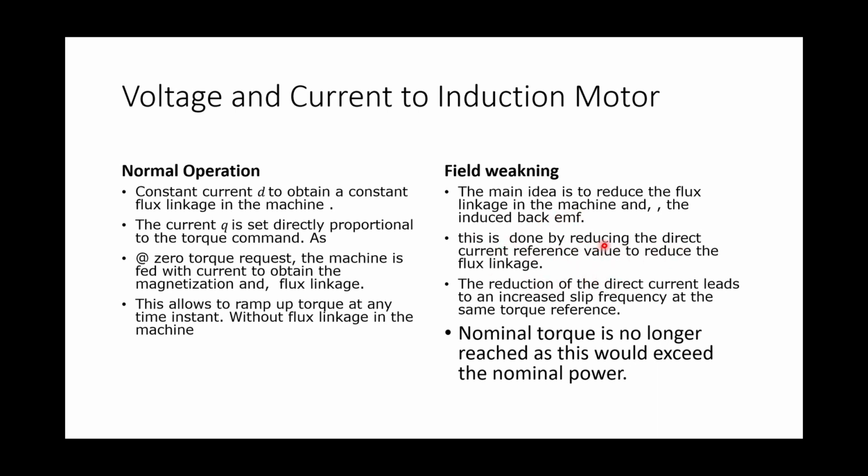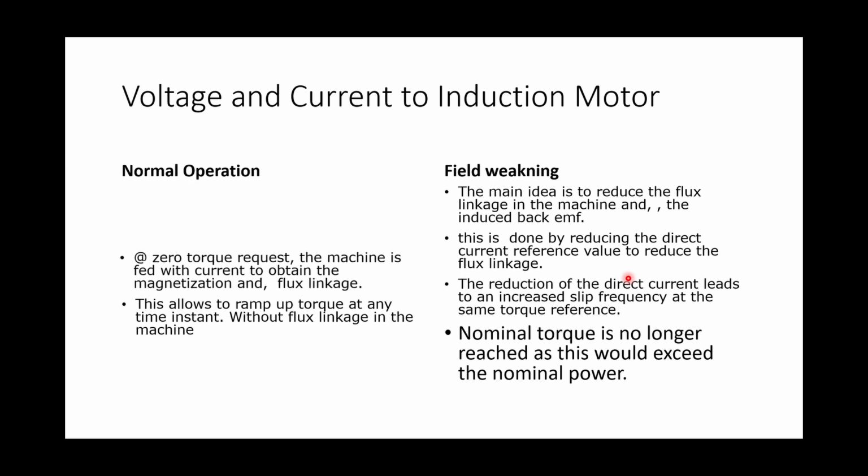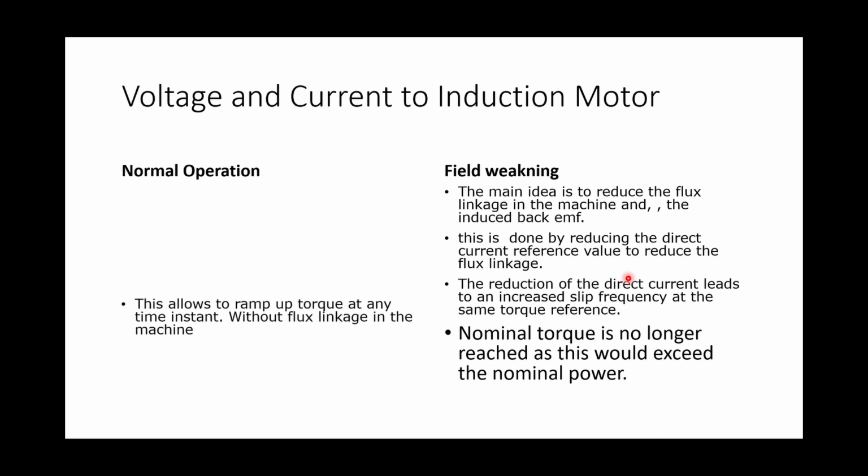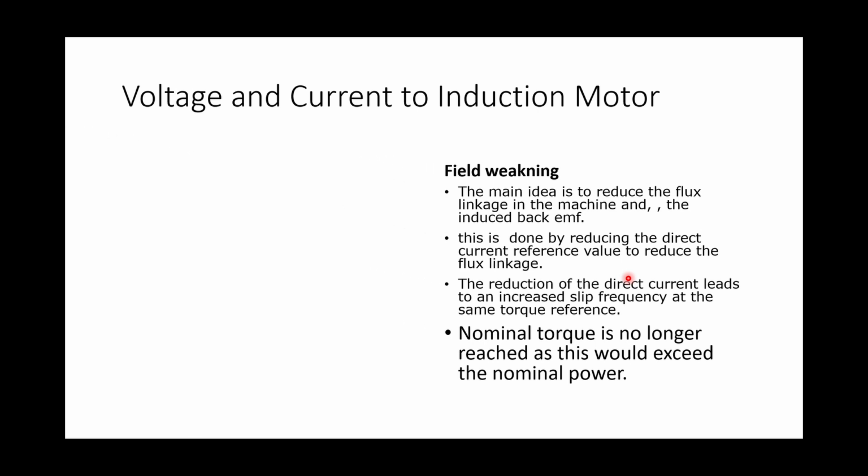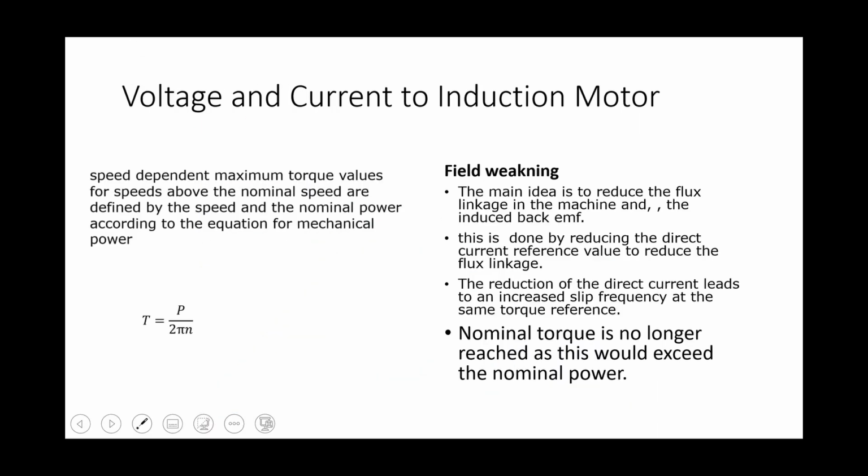So we reduce the D current and we reduce the flux linkage. The reduction of the D current leads to an increase in the slip frequency, at the same torque reference, and the stator frequency increases as well. With this reduced induced back EMF, it is again possible to increase the speed further. However, the nominal torque is no longer reached, as this would exceed the nominal power. So the speed-dependent maximum torque value also changes. What we can see here is T equals P by 2 pi N. This is how much torque you will get.